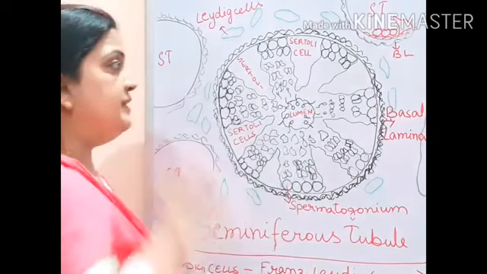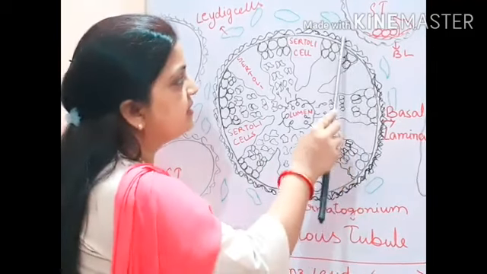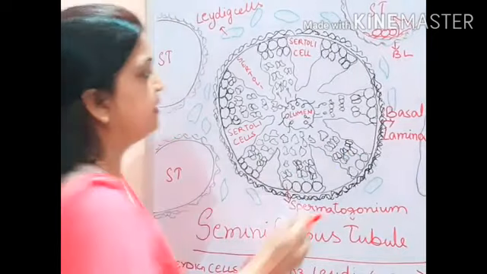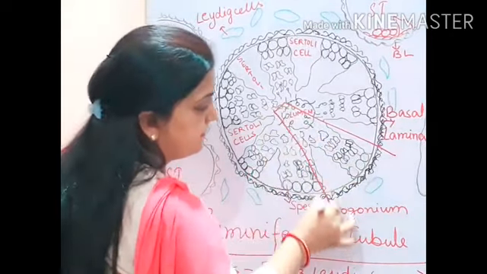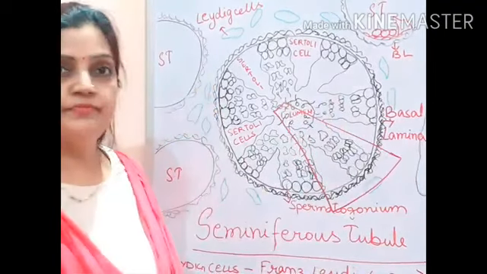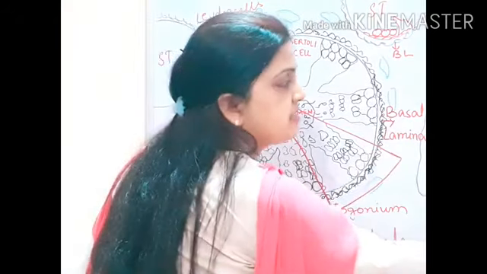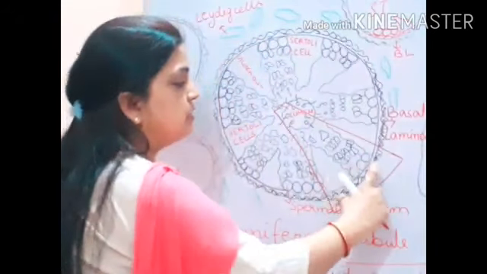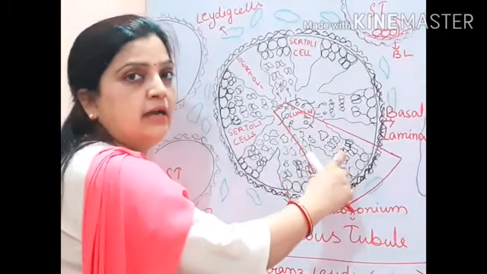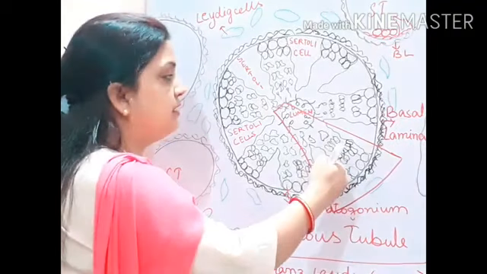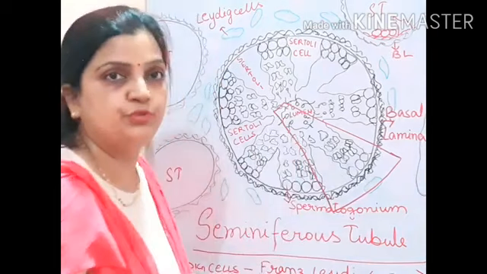Now children, this is the transverse section which we have drawn. Now suppose I cut this section of the seminiferous tubule. If I cut this much portion, then I will show it in the next diagram in detail how the development and the Sertoli cells are processing, or how they are completing their developmental process inside the seminiferous tubule.